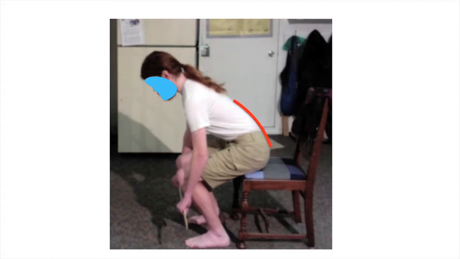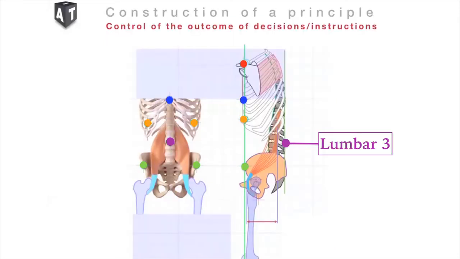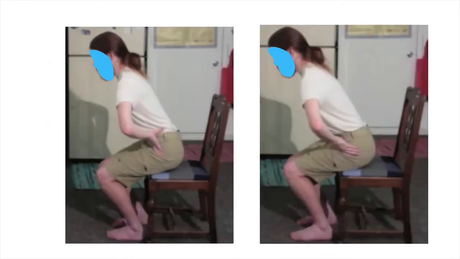So let's define another point on the body. We will call it lumbar 3, because it's on the third lumbar vertebra. To find it exactly, just count to the third vertebra up from your sacrum. We can now create a new direction to help us improve how we're performing the gesture. The direction will be, I will pull lumbar 3 forward and up.